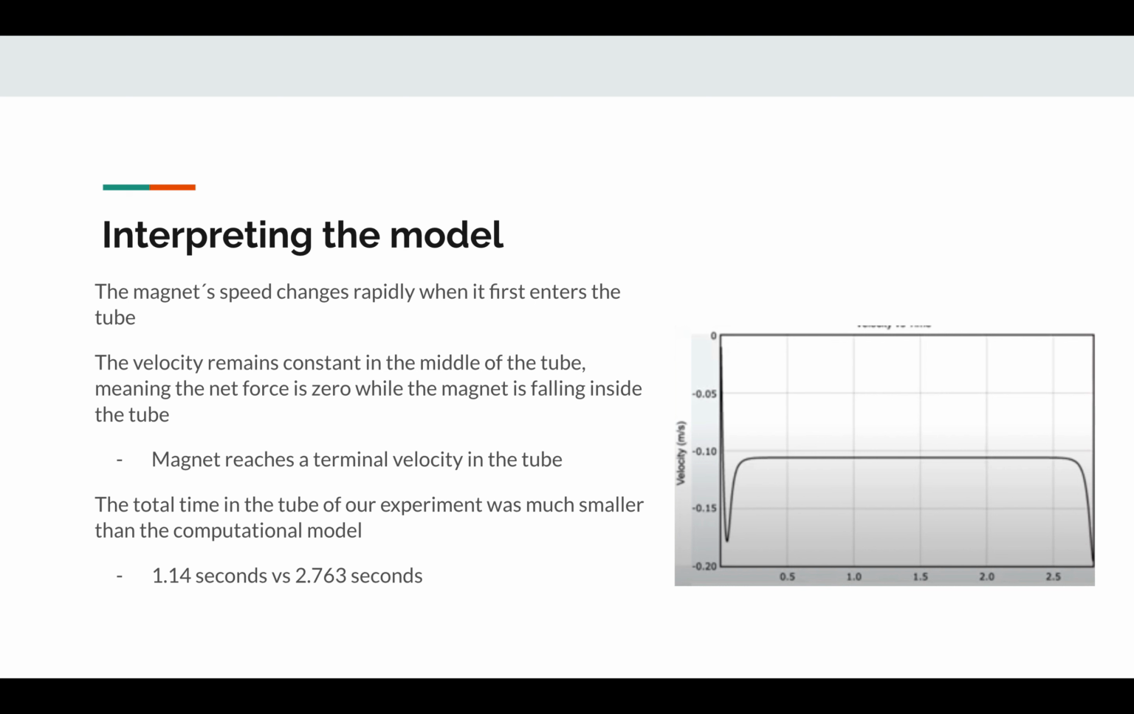The magnet's speed changes rapidly when it first enters the tube. The velocity then remains constant in the middle of the tube, meaning the net force is 0 while the magnet is falling inside of the tube. The magnet reaches a terminal velocity in the tube at this point, and the total time in the tube of our experiment was much smaller than the computational model. In our experiment, the average time was 1.14 seconds, and in the computational model, it was 2.763 seconds.